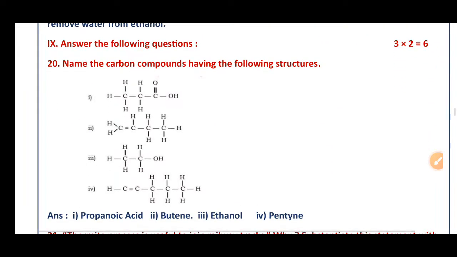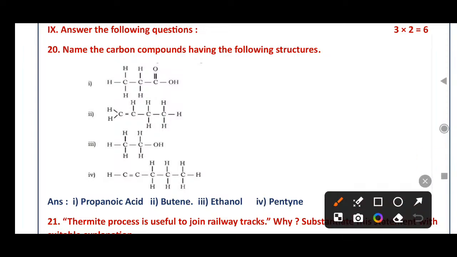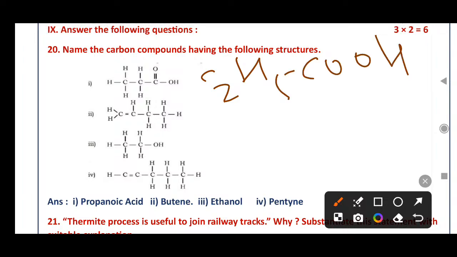Question number 20. Answer the following questions. Okay, 3 2s are 6 marks, each carrying 2 marks. Total 3 questions are there. Name the carbon compounds having the following structures. Okay, first one, C2H5COOH. It's a propanoic acid. COOH means it's a carboxylic acid. That's why propanoic acid.